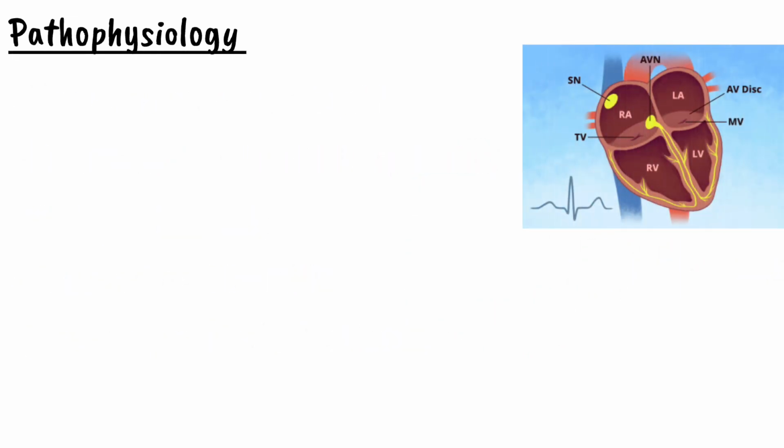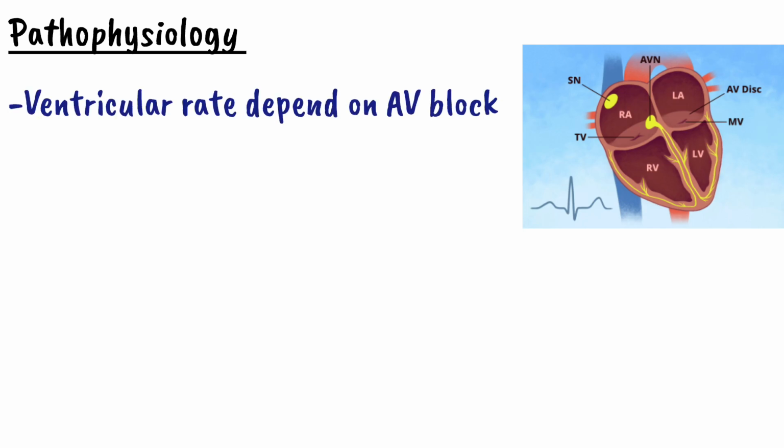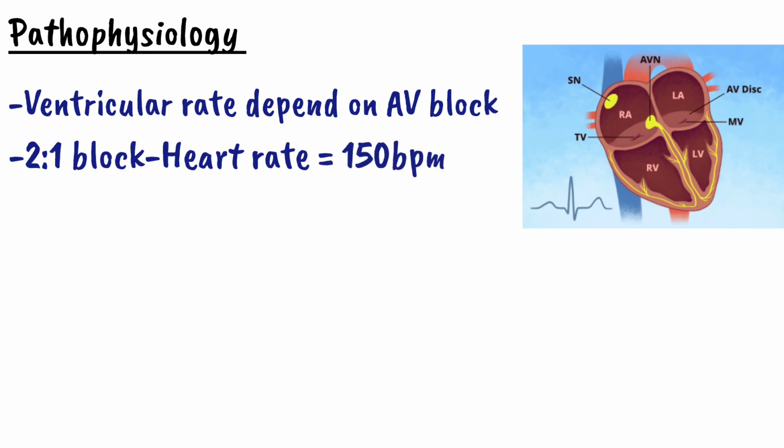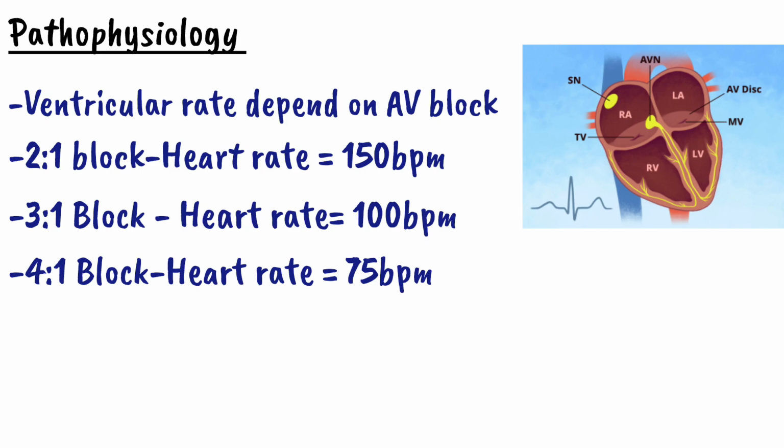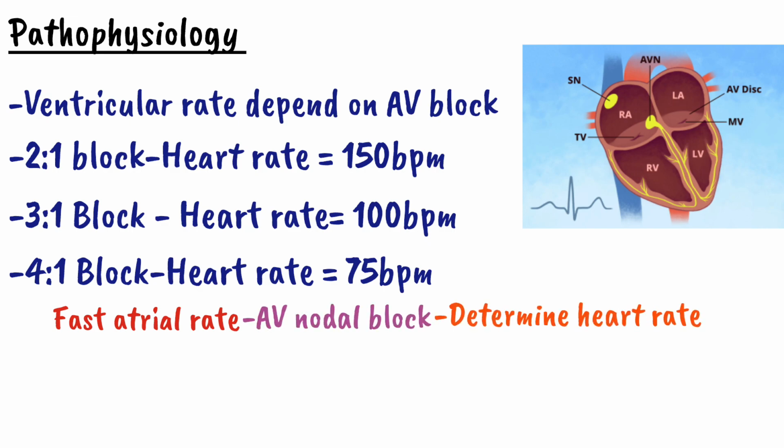So what will be the ventricular rate? The ventricular rate will depend on the AV nodal block. In atrial flutter there is a nodal block which will determine the rate of the ventricle. If there is a 2:1 AV nodal block, the ventricular rate will be 150. If there is a 3:1 AV nodal block, the heart rate will be 100. And if there is a 4:1 AV nodal block, the ventricular rate will be 75 beats per minute. So in a nutshell, there will be a fast atrial rate, then there will be an AV nodal block which will determine the ventricular rate.